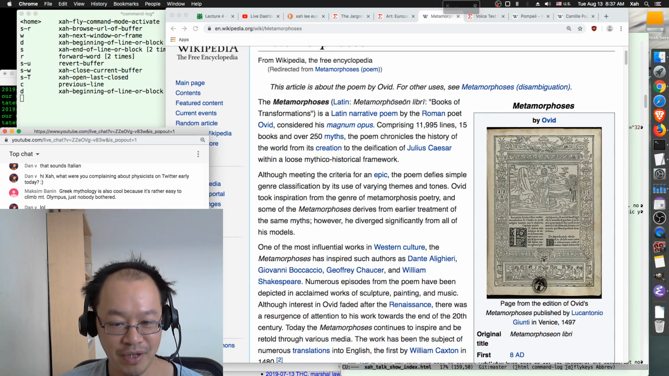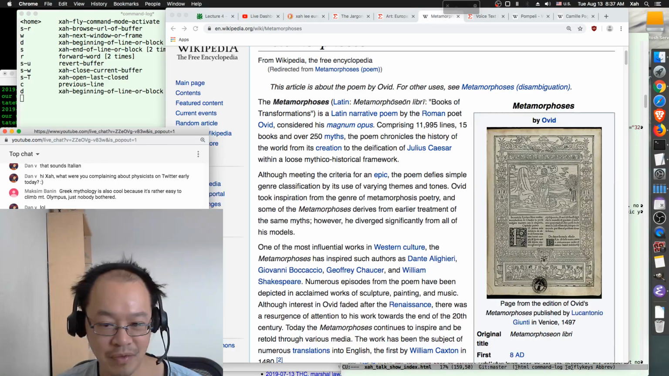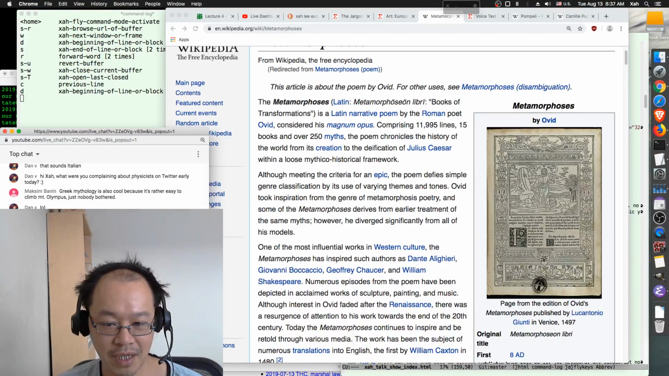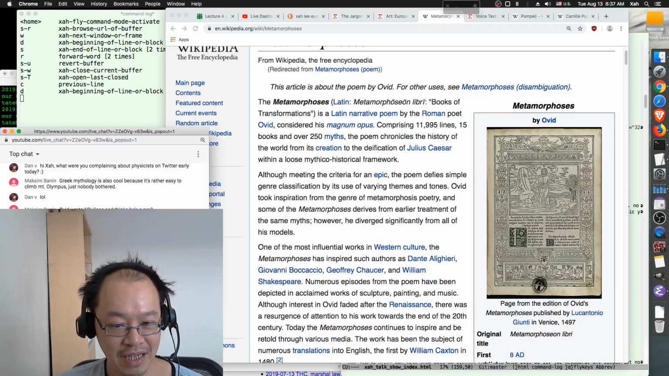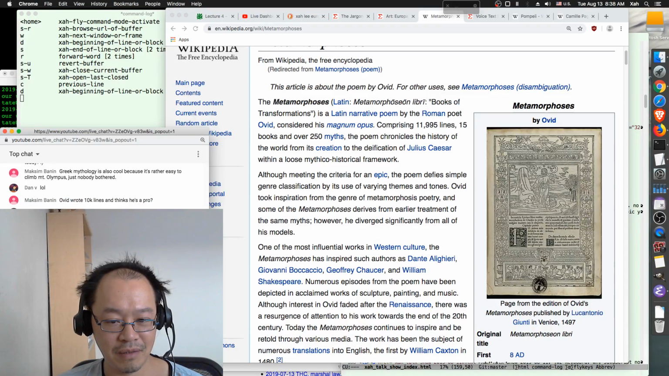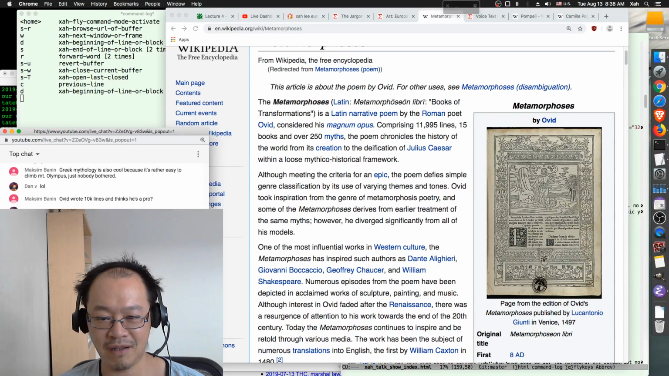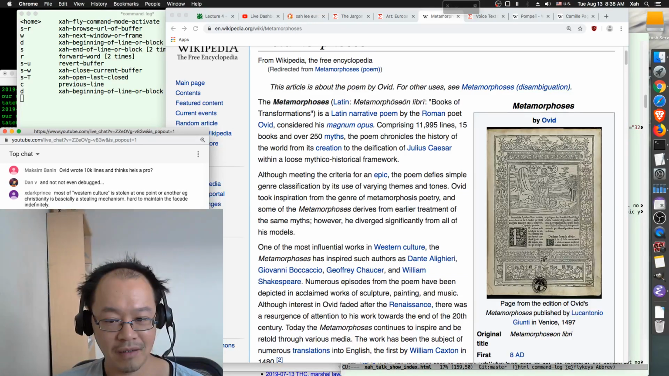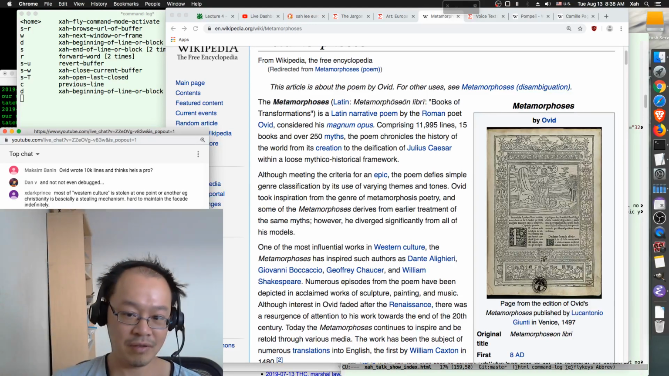Dark Prince says most of Western culture is stolen at one point or another. For example, Christianity is basically a stealing mechanism, hard to maintain the facade indefinitely. Okay, I don't know anything about that. He says thus they veer towards the technical, the rational, as a way out. I'm not sure about that. Christianity is very old. Saying most Western culture is stolen is hard to defend at face value. Christianity is one of the oldest religions.